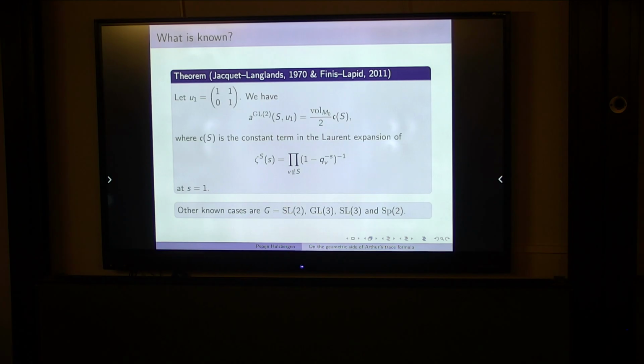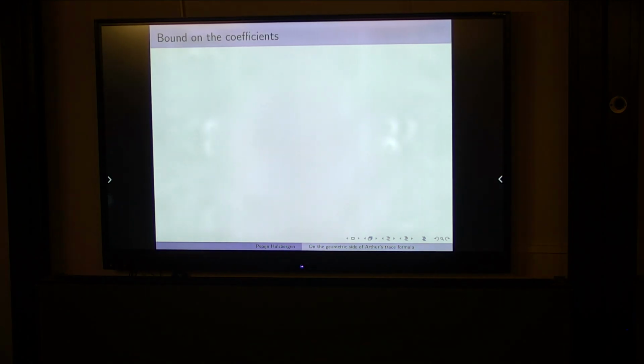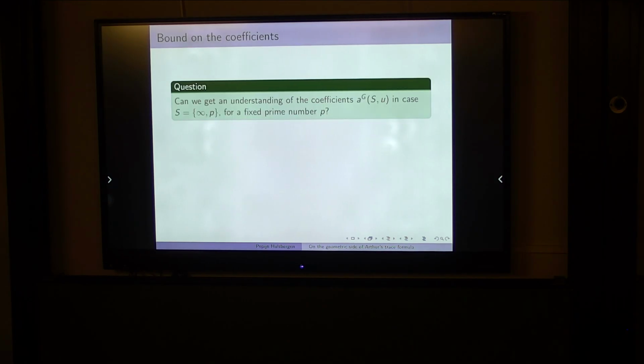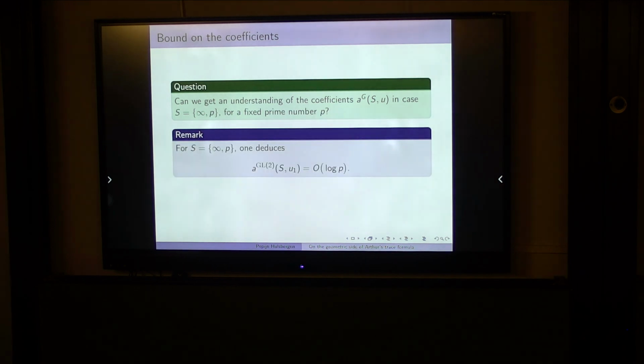So maybe we can focus now on a different problem. Maybe instead of trying to determine the coefficients, it's better to focus on an asymptotic bound of the coefficients. So, for example, if we fix S to be just the set of Archimedean values and just one fixed prime number P, can we then get some understanding of the behavior of these coefficients as P goes to infinity? If one then goes back to these coefficients, for example in the case of GL2, then it's actually not that hard to show that they are of the order of log P.